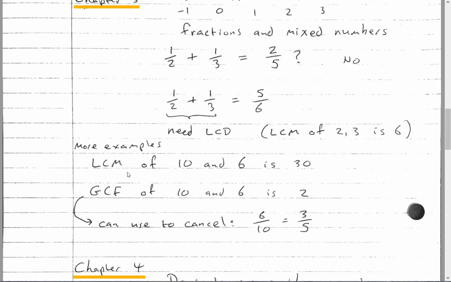Another example of a least common multiple: the least common multiple of 10 and 6. If you look at all the multiples of 10, so 10, 20, 30, 40, and the multiples of 6, 12, 18, 24, 30, 36, the smallest multiple they have in common is 30. So if you're adding tenths to sixths, you'd need 30ths.